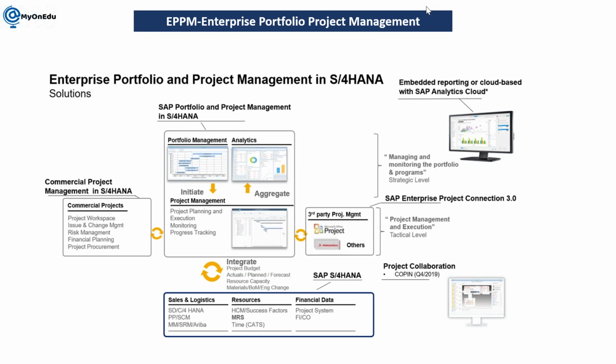The first is PPM, Portfolio and Project Management. This PPM has two sub modules: one is Portfolio Management and the other is Project Management. And there is another module called CPM, Commercial Project Management, which supports the solution available in PPM from a different project type perspective, which we call a customer project. I'll let you know what a customer project is in my next slides.